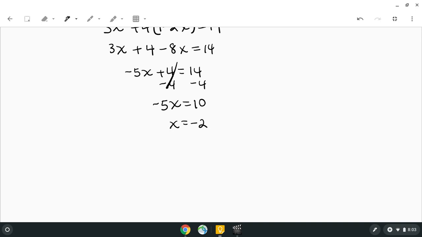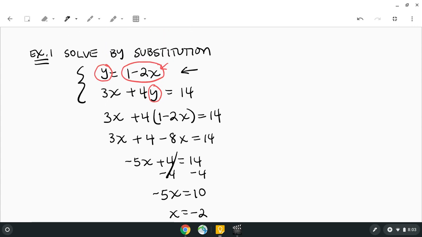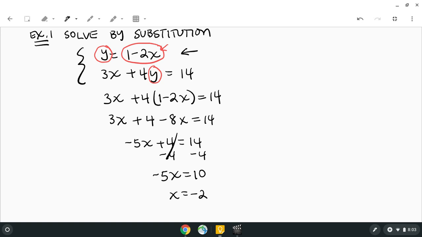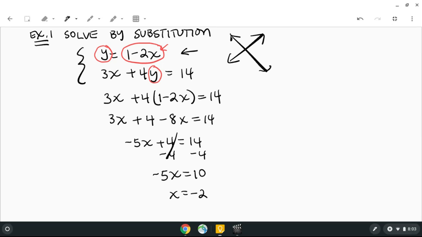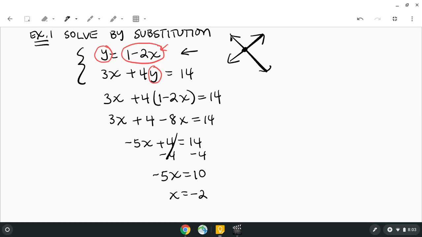But we're not done, because remember, we're solving this system of linear equations. We're trying to figure out where these two equations share a common solution. We only solved for the x component, but we need to solve for a point, so we need to find the y component. So far we only know this part, negative 2. The way we find the y component is we take that -2 and we plug it into any of the equations that we started with.